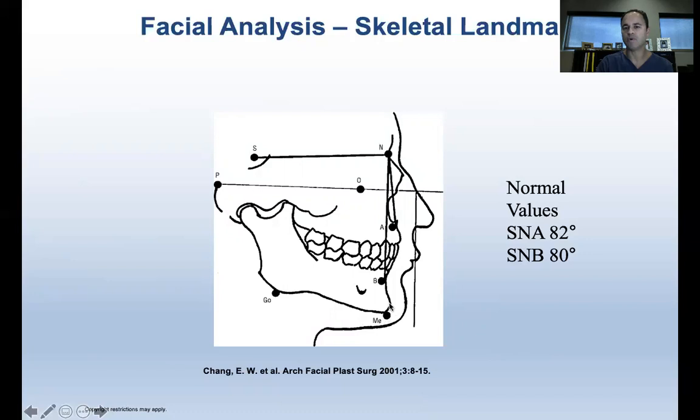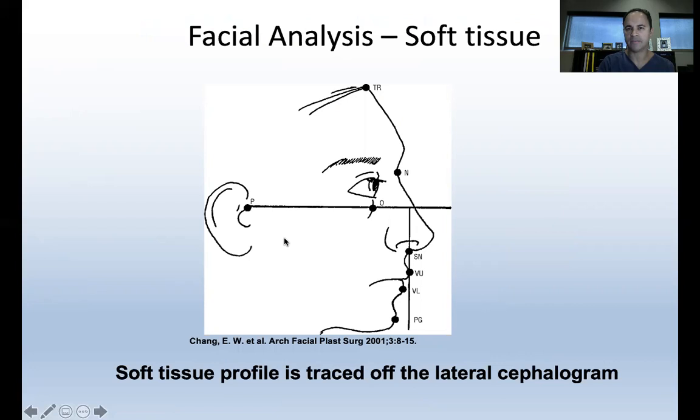The SNA angle should be about 82 degrees. The SNB angle should be 80 degrees. Deficiencies in these angles pertain to either maxillary hypoplasia or mandibular hypoplasia, or sometimes prognathism. We marry these skeletal landmarks with the soft tissue anatomy, looking at the nasion, the subnasale, the pogonion.